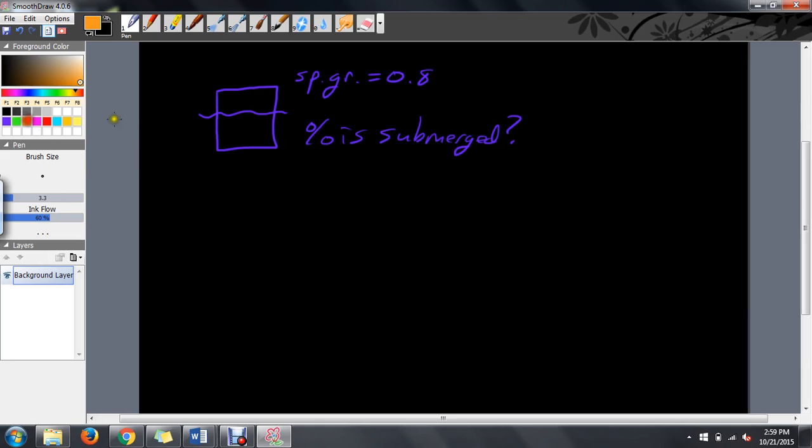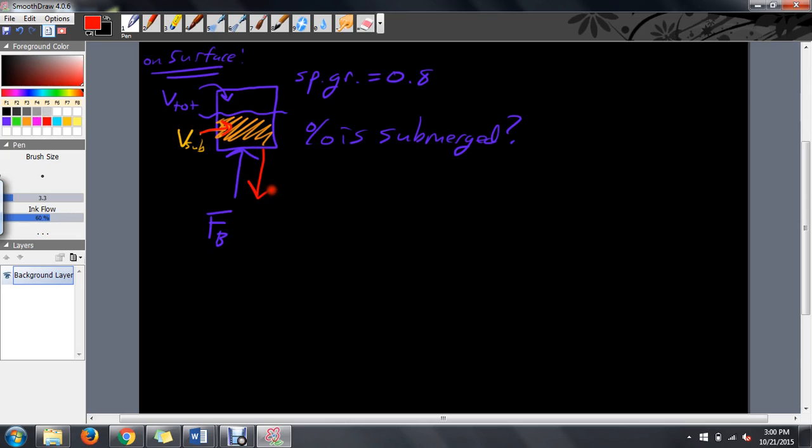Well, the first thing we do, and anytime you ever have something floating on the surface, this is what you do every time. You draw your two vectors. Boom, buoyancy up, because there's some fluid being displaced, right, versus V total, which is the total volume of the object. V sub is the submerged volume. Since we have some fluid being displaced, therefore we're going to have buoyancy. And of course, down is mg.